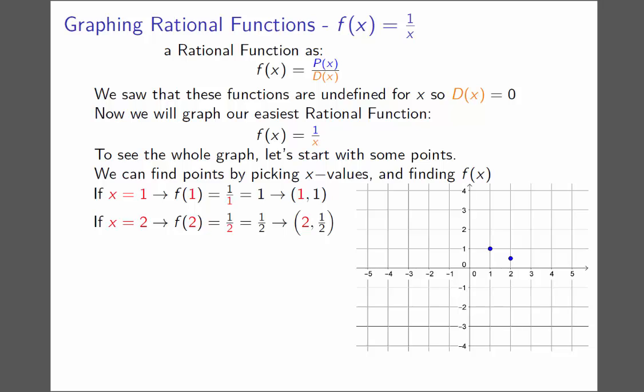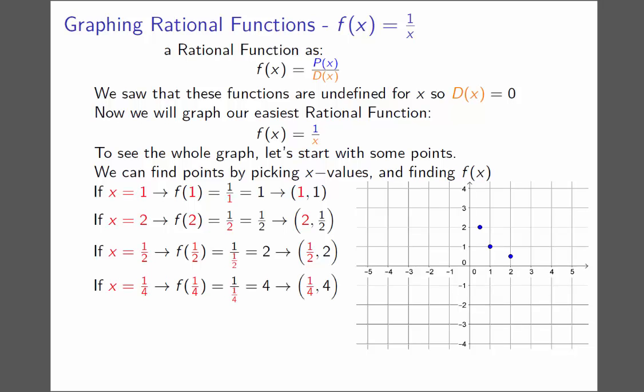Now if we take a smaller value of x, say x equals a half, then f of 1/2 is 1 over 1/2, which is the reciprocal of a half, which is 2. So we get the point (1/2, 2), which we can also put on our graph. And if we take x to be even smaller, say x equals a quarter, then our function f of 1/4 is 1 over a quarter, which is the reciprocal of 1/4, which is 4, giving us the point (1/4, 4), which moves even higher on our graph.